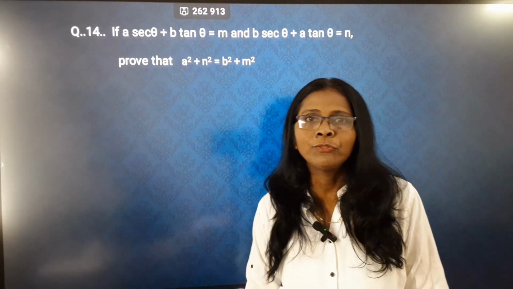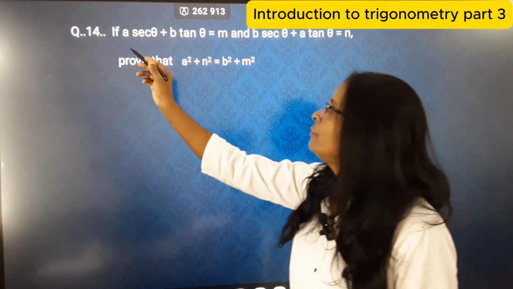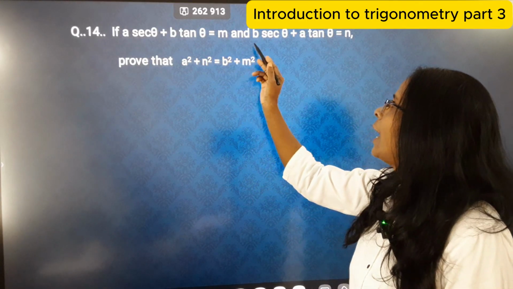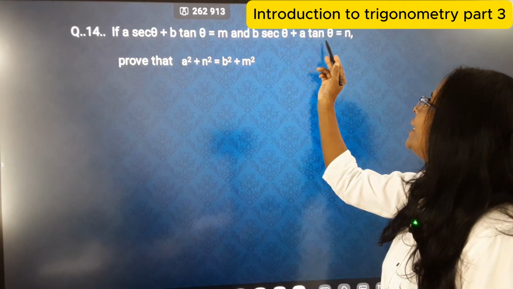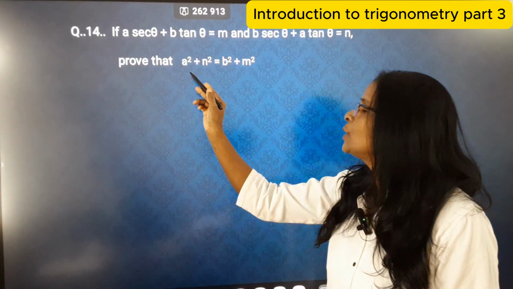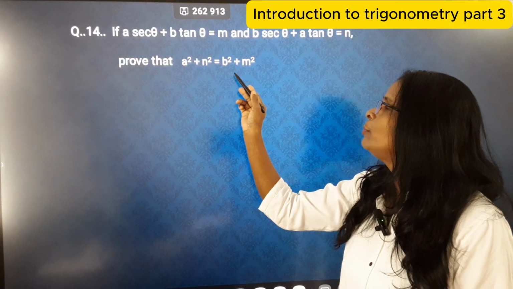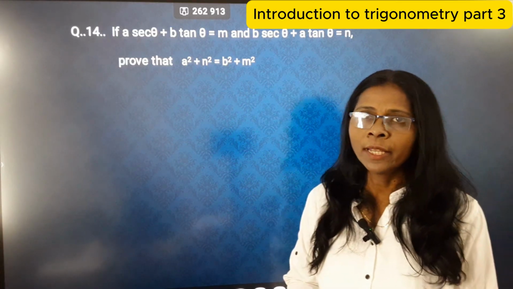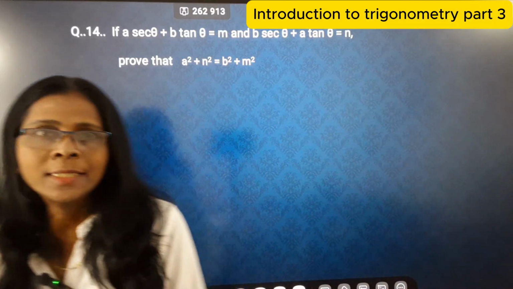Let us see question 14, students. If a sec theta plus b tan theta is equal to m, and b sec theta plus a tan theta is equal to n, prove that a square plus n square is equal to b square plus m square. So now students, let us start how we can solve this example.